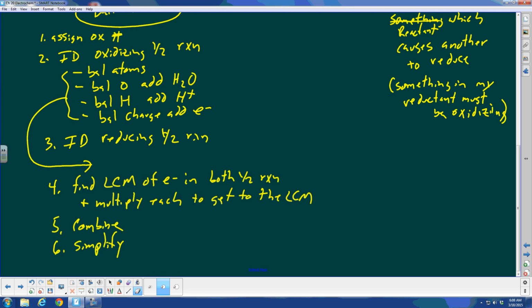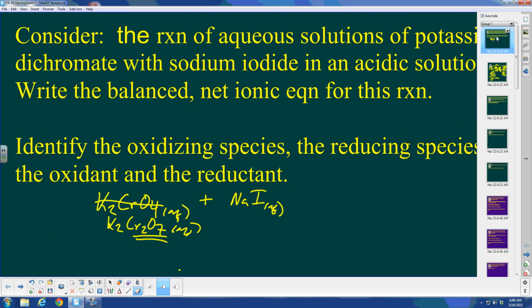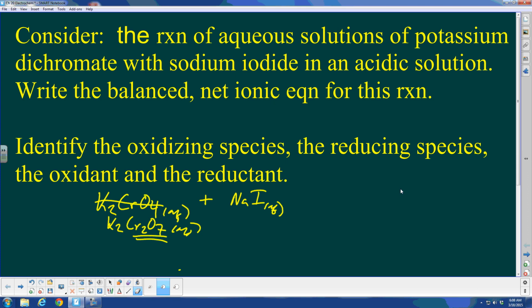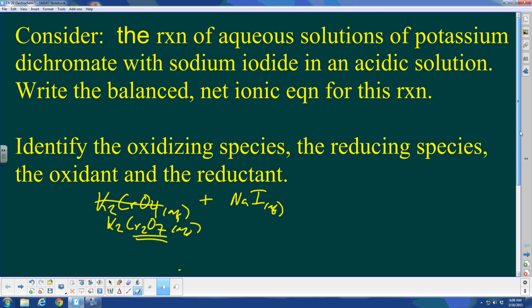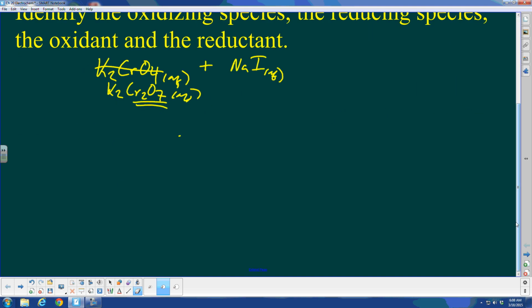Simplify. There we go. You guys remember all of that? Great. So let's do this. Let's go back to my original question. Here I have my dichromate and my iodide, and we can start looking at my oxidation states. You kind of have to know a little bit about some of these things. So what did we say?